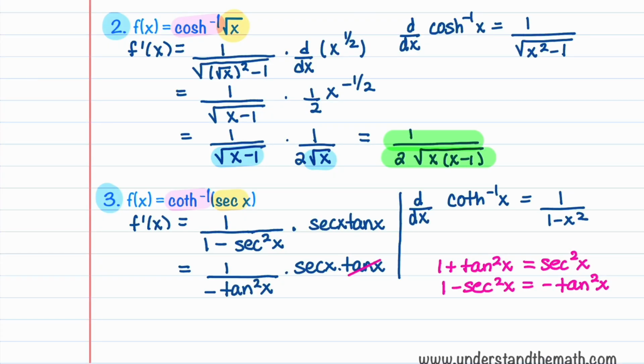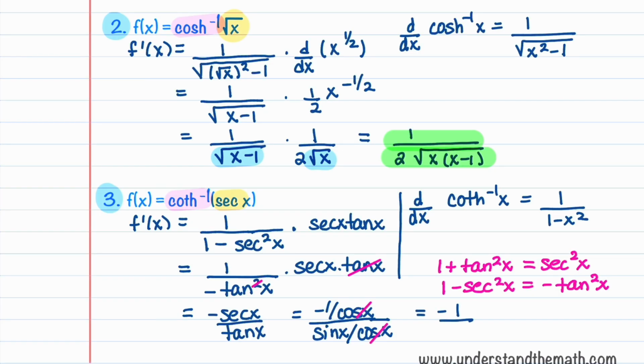So our tangent x is going to cancel, and then we're left with minus secant x all over tangent x. Secant is 1 over cosine, tangent is sine over cosine, so our cosines are actually going to cancel. So let's write this as minus 1 over cosine x on the top and sine x over cosine x on the bottom. And then we'll cross out our cosines because they cancel. So we have left minus 1 over sine x, and that is minus cosecant x.